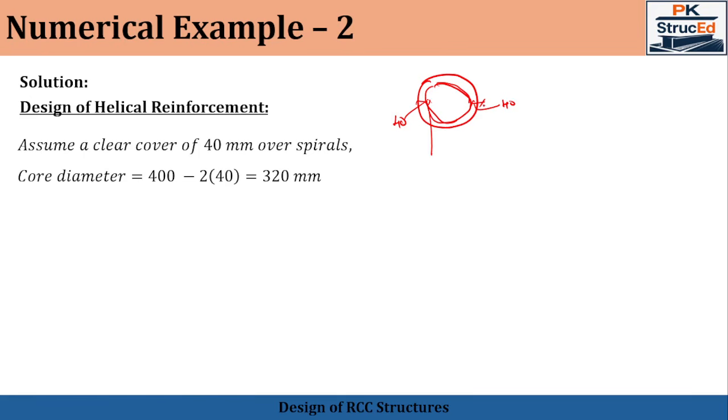Sorry, from inner to inner. This is what is the core. So total is 400 dia. So 400 minus this 40 and this 40. Therefore, we will be getting 320 mm as the core dia.